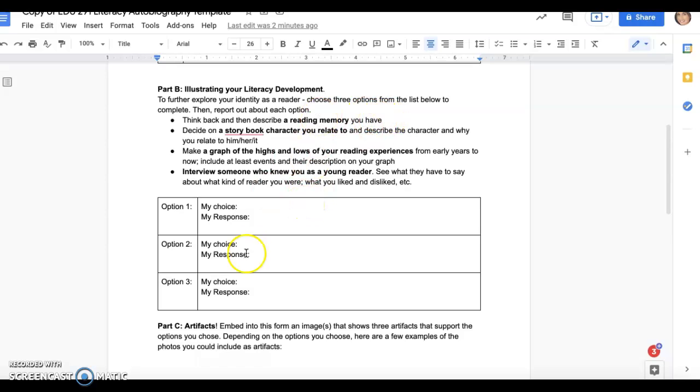You will want to list your choice and then tell me in your response. So if you were to choose the reading memory, you can stick that here in option 1.